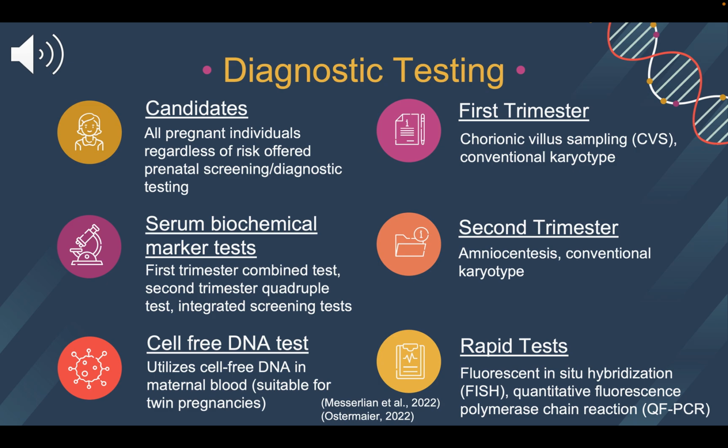Patients who screen positive in biochemical marker tests may undergo secondary screenings or diagnostic procedures to gather additional information. Another common screening test is the cell-free DNA test, which utilizes cell-free DNA in maternal blood to screen for common autosomal trisomies. This is a great option for patients with twin pregnancies, as the test failure rate is very low.